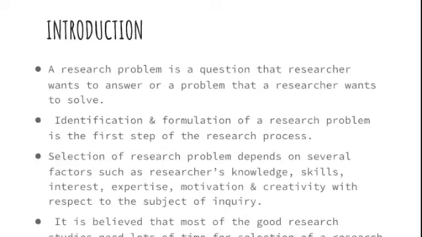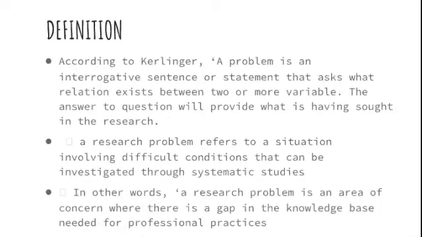So what is research problem? It is a question the researcher wants to answer or a problem the researcher wants to solve. So the question for which the researcher is looking for an answer through research, we say it as research problem. The identification and formulation of research problem is the first step of the research process, and the selection of research problem has different sources.